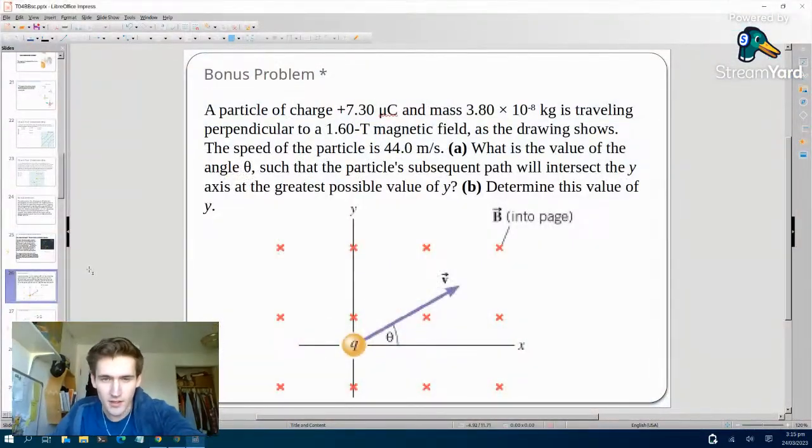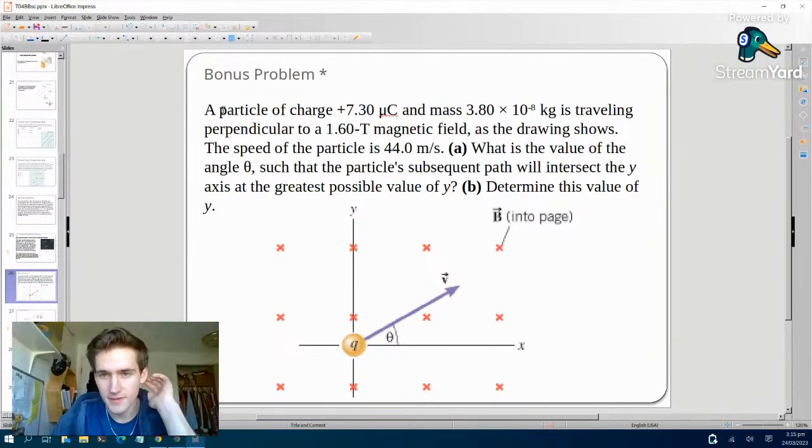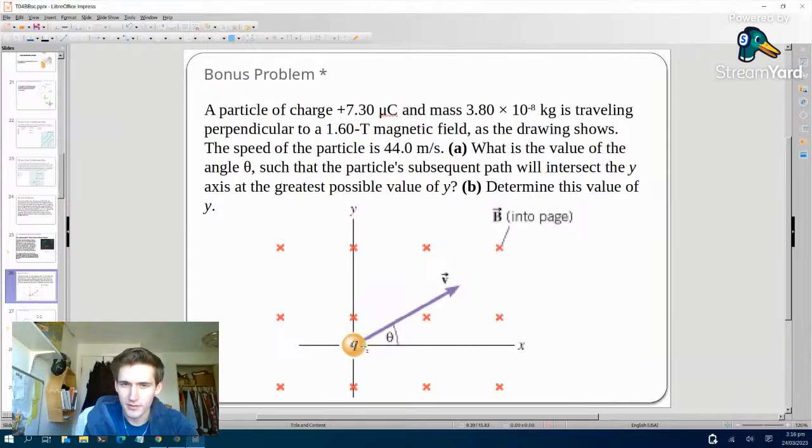Okay, so a particle of charge 7.30 microcoulombs and a mass of 3.80 times 10 to the negative 8 kilograms is traveling perpendicular to a 1.60 Tesla magnetic field, as the drawing shows. It does indeed show that. The speed of the particle is 44 meters per second. What is the value of the angle theta such that the particle's subsequent path will intersect the y-axis at the greatest possible value of y?